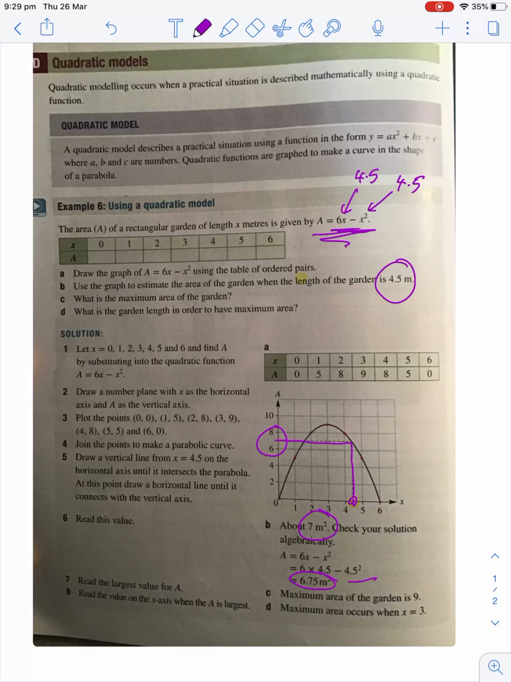So it wasn't quite 7, but it was quite close. So yeah, you can use the graph or you can do it algebraically. The algebraic method is definitely more accurate. It's actually 100% accurate.